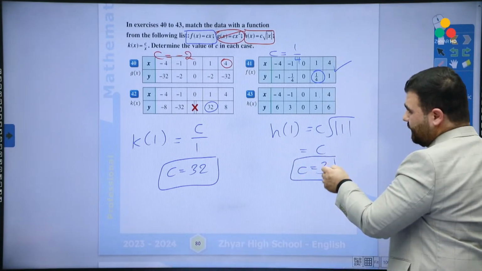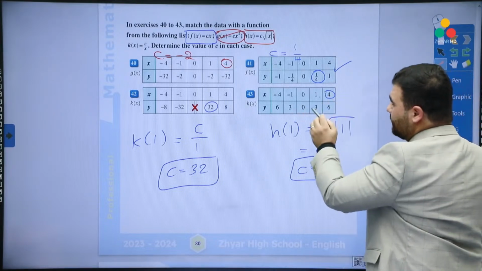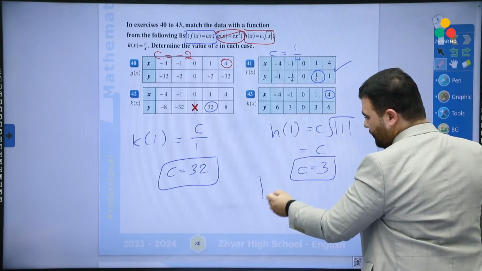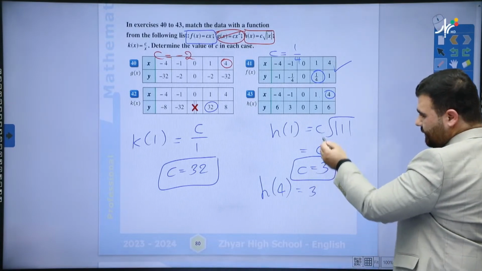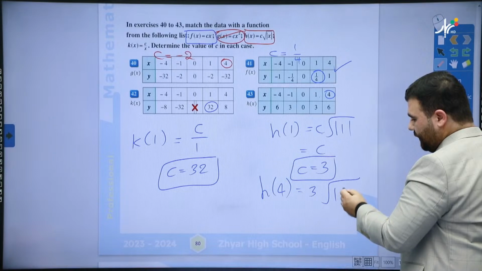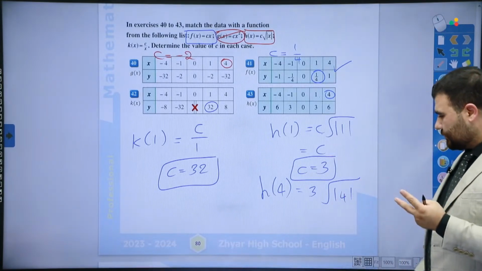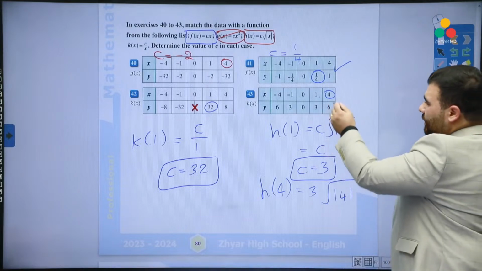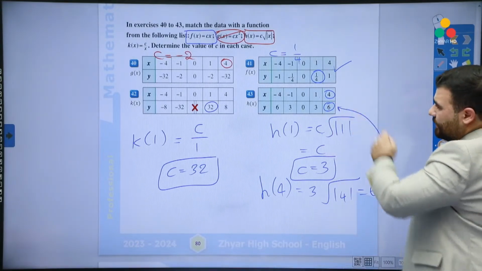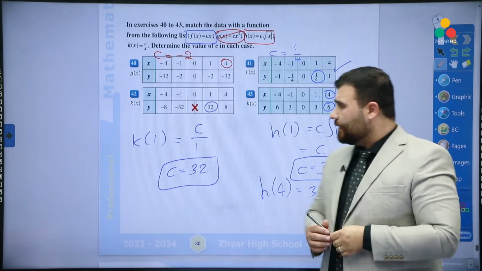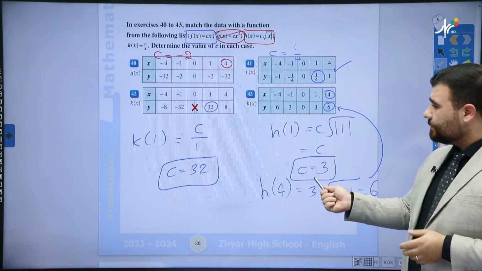Now let me test this 3 to see if it works. If I put 4 in place of x in the function, h of 4 is equal to c, 3, times the square root of the absolute value of 4. The absolute value of 4 is 4. The square root of 4 is 2. 2 times 3, 6. The result is 6, then it's correct. Now I found all the tables. I found all the values of c. For this case, c is 3.